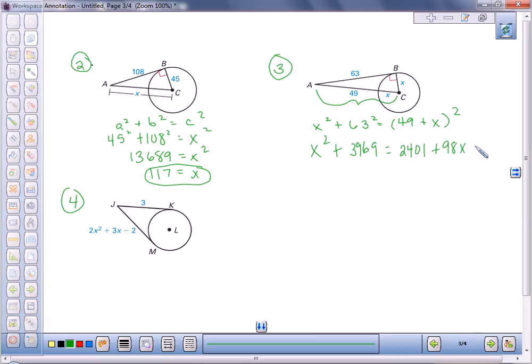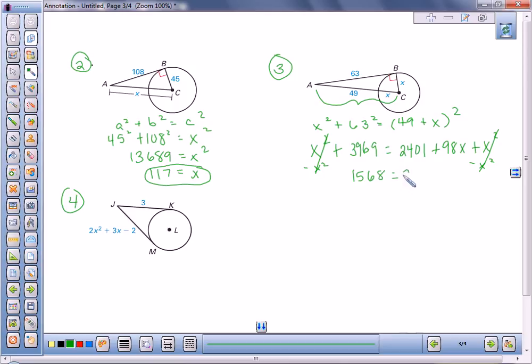So we're going to move variables to one side, constants to the other, because you should notice that when I subtract the x squared, they're going to cancel. So in this case, I do not have to factor. Sometimes if the square does not cancel, we'd have to set it equal to 0 and factor. So we're going to do the 3,969, subtract the 2,401. That would give us 1,568 is equal to 98x. Divide both sides by 98, and we get 16 equals x.